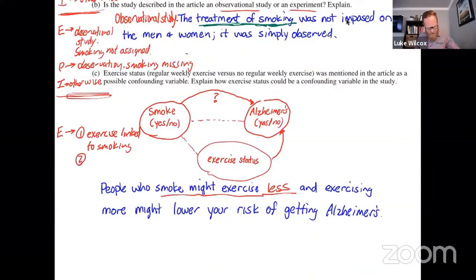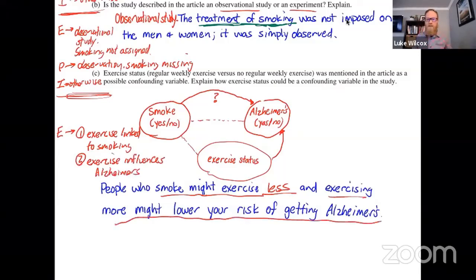Component two is that you have to link exercise to Alzheimer's and say that it influences the risk of Alzheimer's. And you're going to see that in the second part here, exercising more might lower your risk of Alzheimer's. So you have to have a connection between exercise and smoking, and then you have to say how that exercise might influence the risk of Alzheimer's. Now, for a partial credit on that, you would just have one of the two components. And for incorrect, you would have 0 of those components.